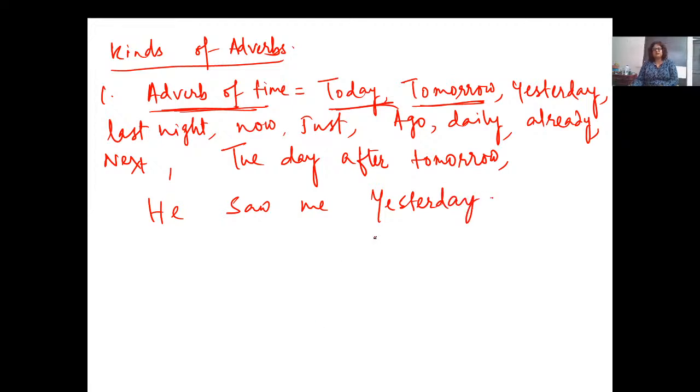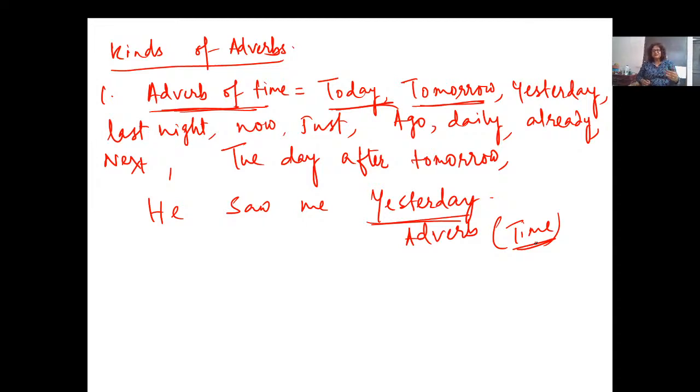He saw me yesterday. Here, yesterday is an adverb. And which type of adverb? This is the adverb of time. So, he saw me yesterday. Yesterday here is an adverb.